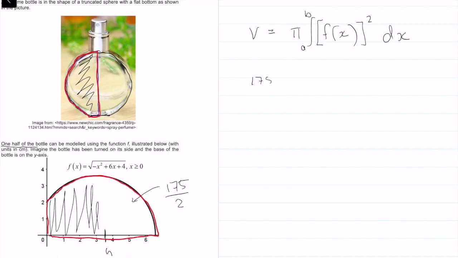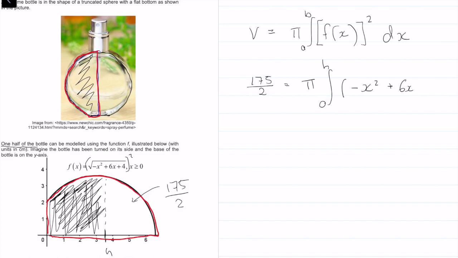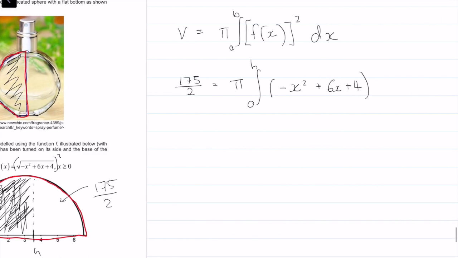So the volume, which is 175, divided by 2 to take into account that we only have half the bottle, is equal to pi times the integral from 0 to some height h. When we get to that height h, from the bottom up, we have the desired volume. And f of x squared: I'm going to square it, so I can just remove the square root, and that's minus x squared plus 6x plus 4. Then we integrate this in terms of dx.